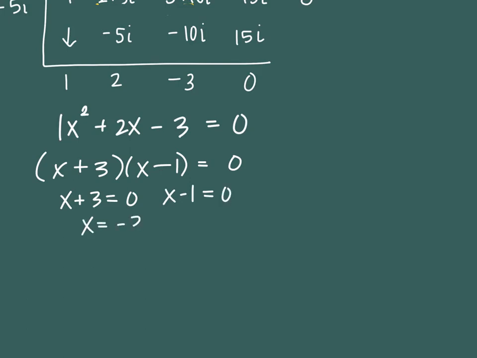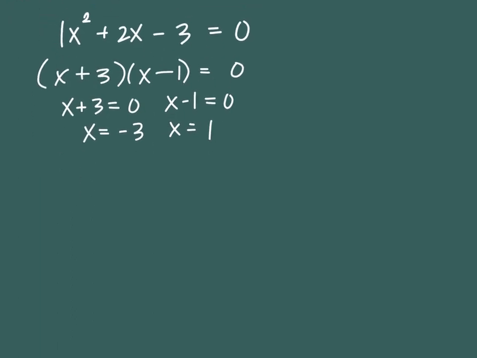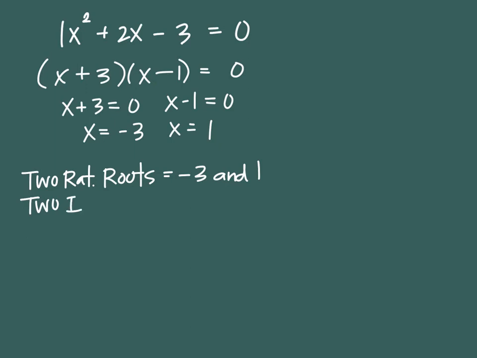So x is negative 3 and x is positive 1. So if I were to summarize, I now know my 2 rational roots. I know my 2 imaginary roots. My 2 rational roots turned out to be negative 3 and 1. My 2 imaginary roots that I started with, those were 5i and negative 5i.